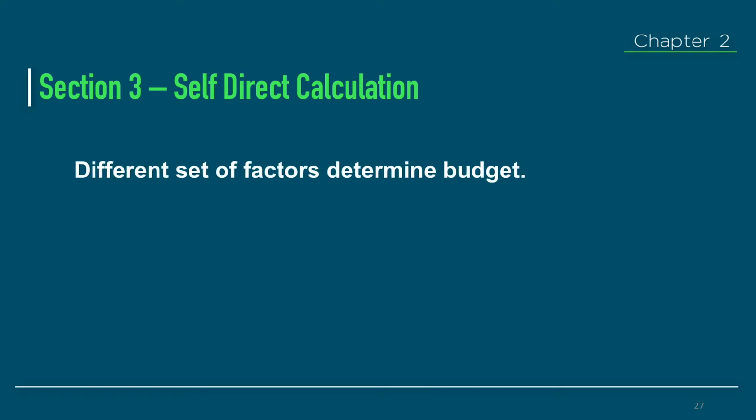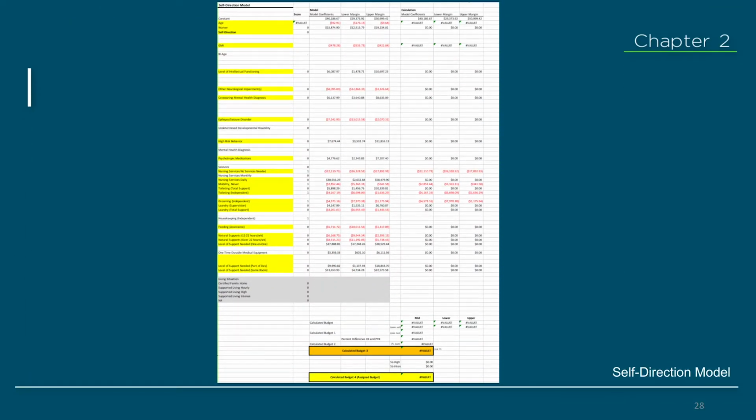The third section of the budget tool is the calculations for the self-directed model of the program. A different set of factors determines the budget in the self-directed model. If we take a closer look, it looks very much like the budget tool for the traditional waiver model. In fact, it looks essentially identical, except that different columns and rows have numbers in them.